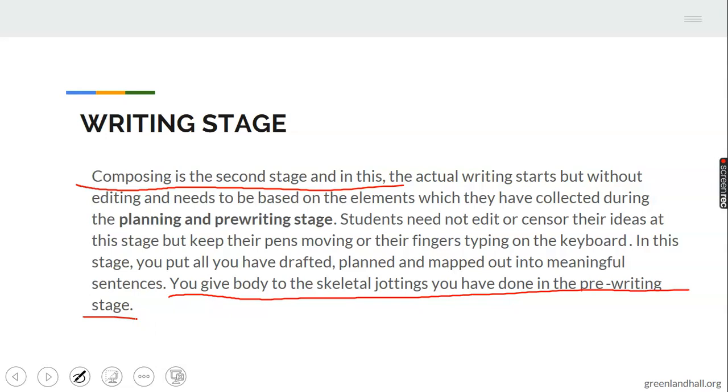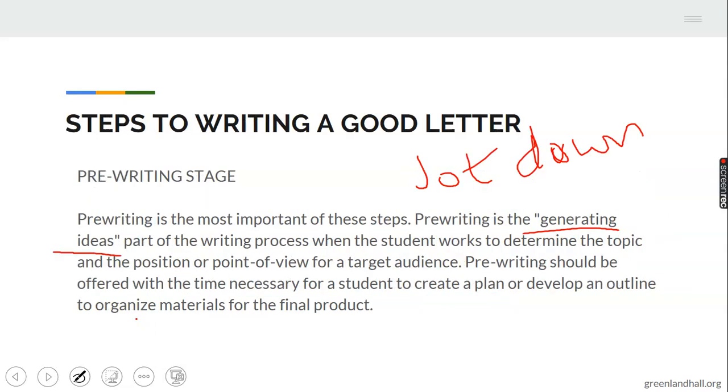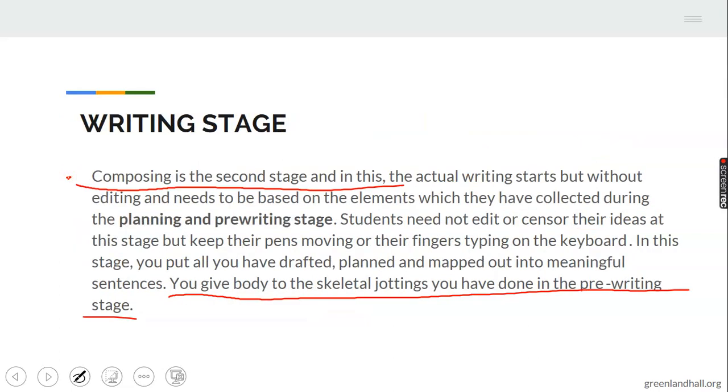This must come after pre-writing. If you skip this and jump to this, you will have issues with flow of thoughts, in the sense that at a point in the letter, your flow of thought will stop because you didn't plan the letter well. But when you have done the first step, which is the planning stage, the letter is going to be good. You will flow while writing.